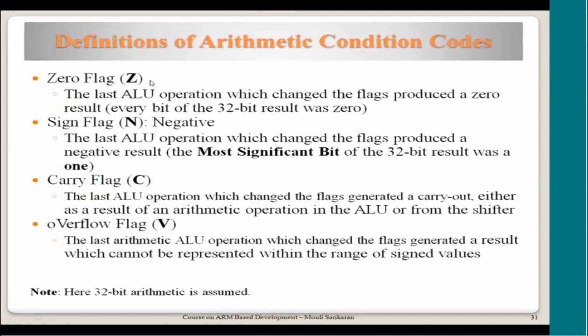Zero flag, as you are aware: if any arithmetic operation results in 0, then this flag is set. In the sign flag, whether it is sign magnitude form or 2's complement form, in any form the MSB is meant for the sign bit. So if that is set, the sign flag is set. The carry flag is set if two binary numbers are added and there is an overflow from there.